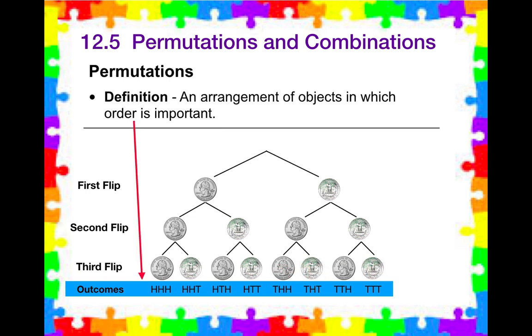A permutation is when the order matters. So it's an arrangement of objects in such a way that the order matters. And if you look here, the order matters because even though I have head, head, tail here and head, tail, head here, the order is different even though I have 2 heads in both cases and only 1 tail. So permutation means that the order matters and every one of these outcomes is significant.